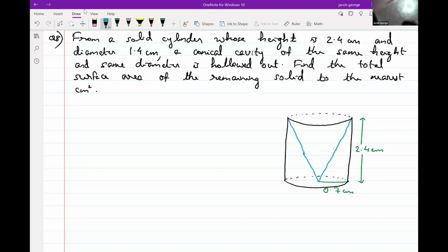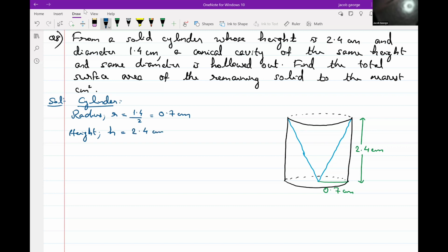So we are going to start like this. Please write down the dimensions. Cylinder, first of all. The dimensions are radius r is equal to 1.4 by 2, that is 0.7 centimeters. Height h is equal to 2.4 centimeters.